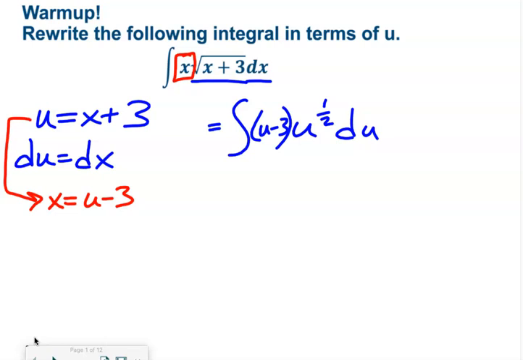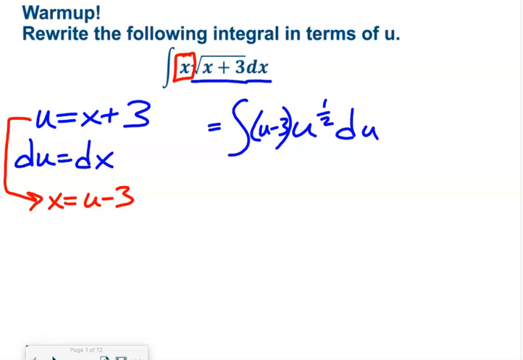Now, if we were to go ahead and continue with this, what would you have to do before you could start integrating? Multiply it out. You'd have to multiply it out first, right? You have to distribute, and then you can integrate. Because there's no product rule for integrating. It's not just this integral times this integral, right? You got to multiply the terms together first and then integrate.